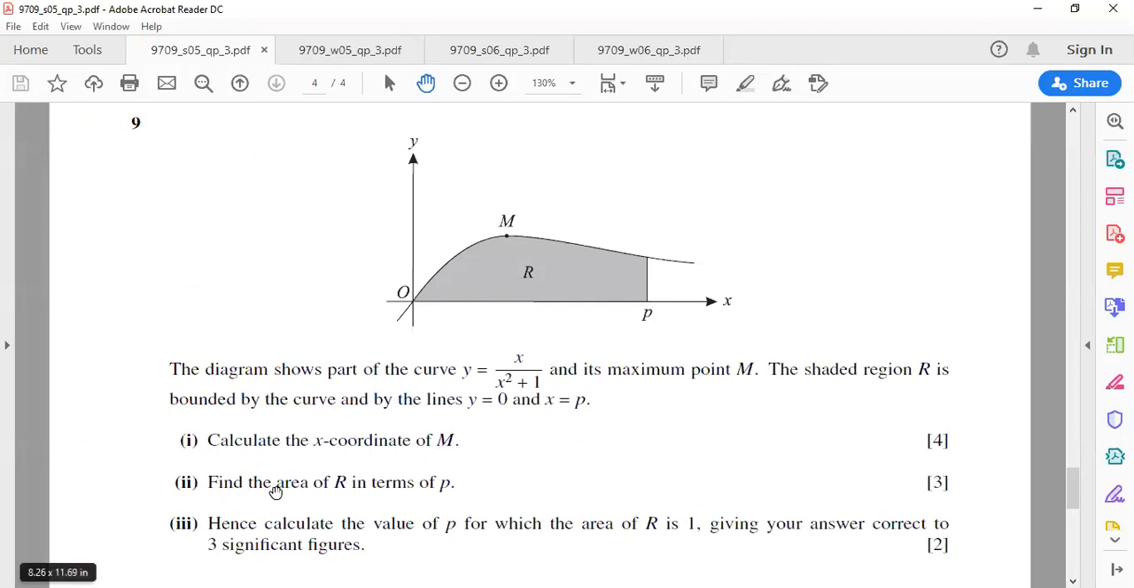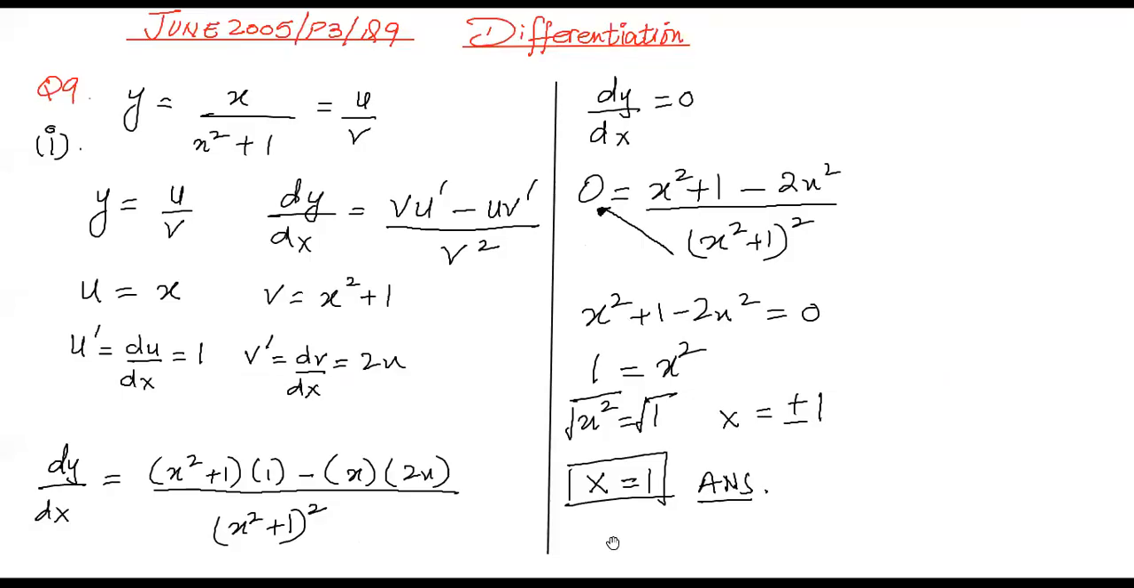Part 2 is find the area of R in terms of p. So that's the area under the graph, and the curve is this. We have to find the area under the graph for this given curve, and we have to apply the limits from 0 to p. So we'll do this, part 2.